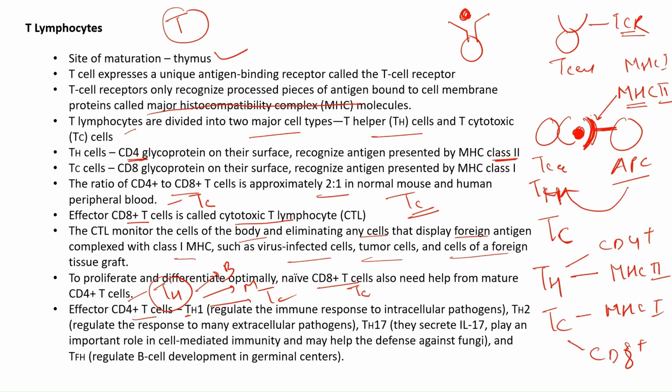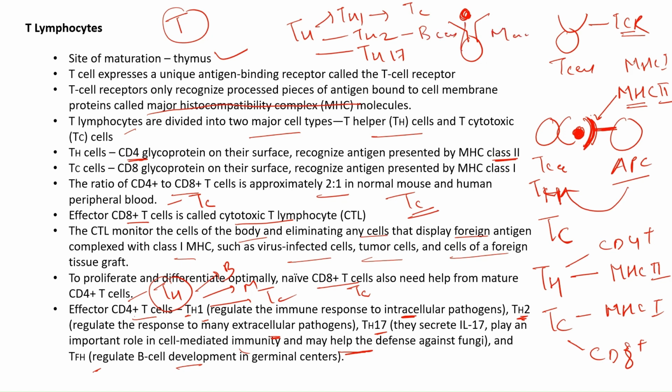Now, these TH cells have multiple subsets like TH1. They will help to activate TC cell. TH2, they activate mainly the B cells. TH17, they help against fungi and provide cell-mediated immunity. TFH, they help in the regulation of B cell development. Correct? So T cells, or we can say specifically TH cell, have many subsets: TH1, TH2, TH17, like this. So most importantly, TH1 activates TC cell, and TH2 activates B cell, as well as macrophages also.